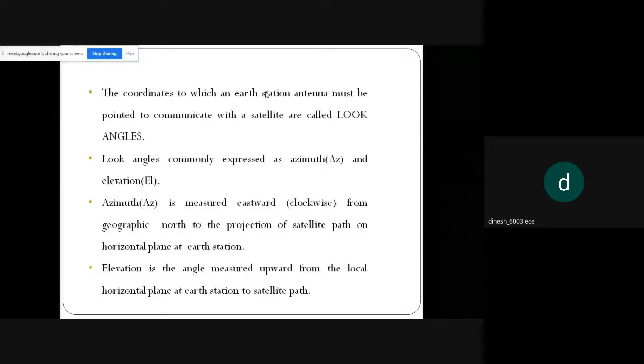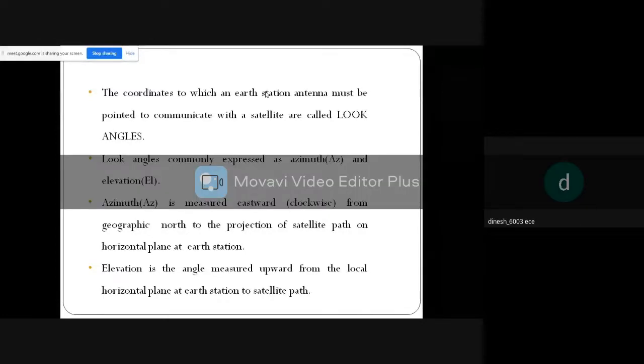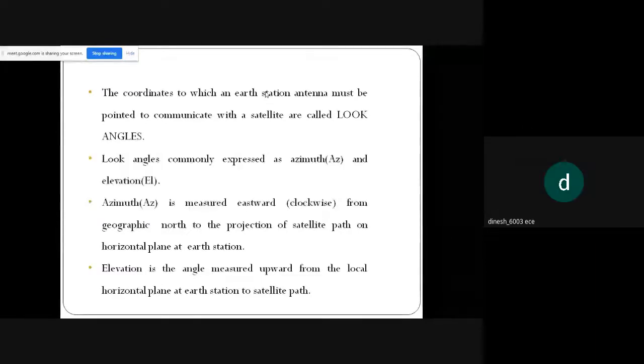For the time being, we'll see the terminologies. The coordinates to which an earth station antenna must be pointed to communicate with a satellite are called look angles. These look angles are commonly expressed as azimuth angle (AZ) and elevation angle (EL). So what are the azimuth angle and elevation angle?